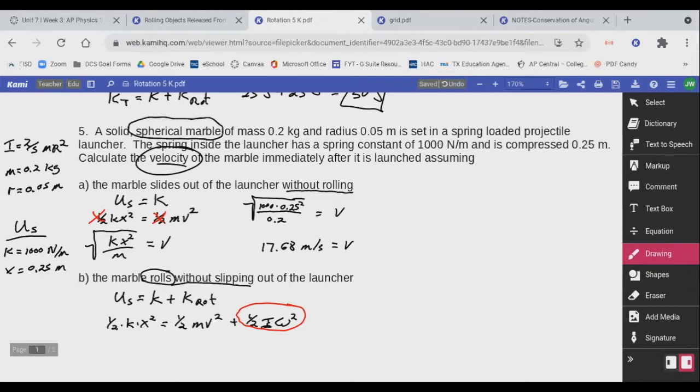And I don't have a number value for the angular velocity. I don't have a number value for my rotational inertia. So I need to convert them to something that I do have.